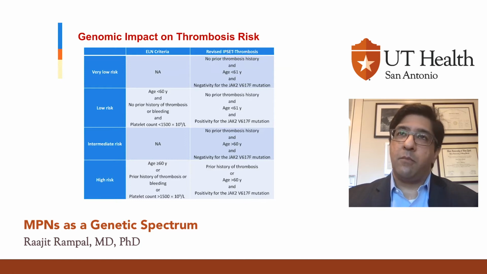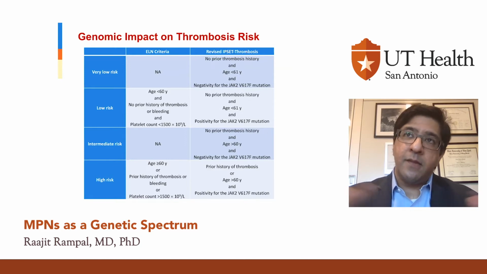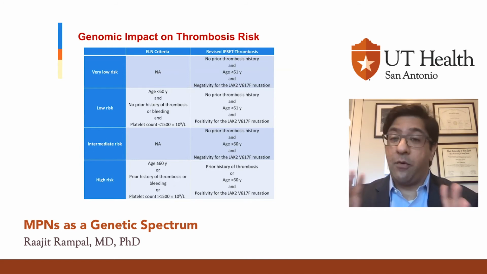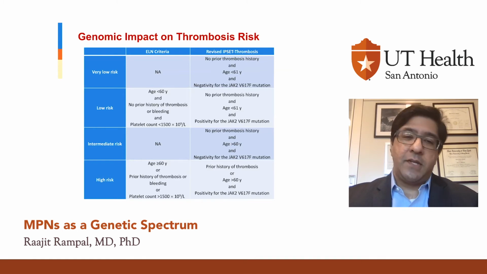I think this is an important example of the spectrum of MPNs being defined by their genomics and ultimately having an impact on how we treat the patient. So, as an example, traditionally, we had risk stratified patients with ET into low risk, those being under 60 or having never had a thrombotic event, or those who are high risk, and that would be patients, of course, over the age of 60 or with a history of a thrombotic event.